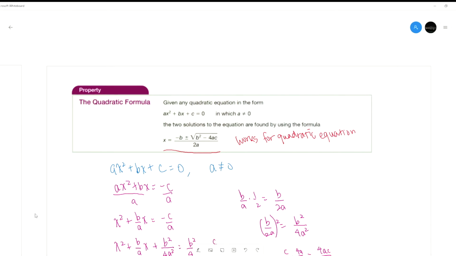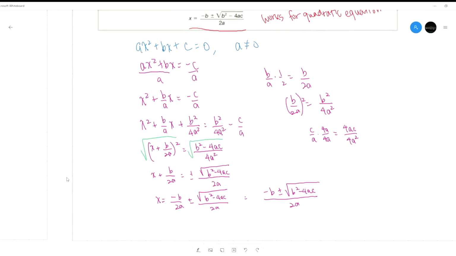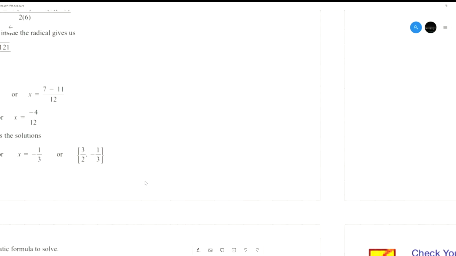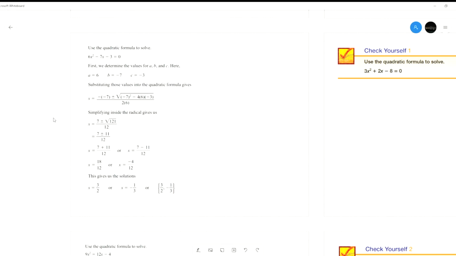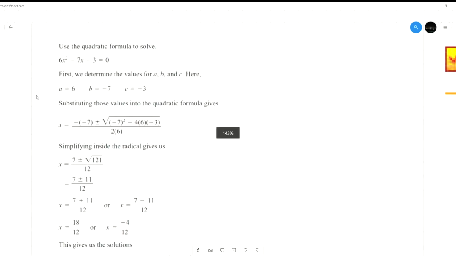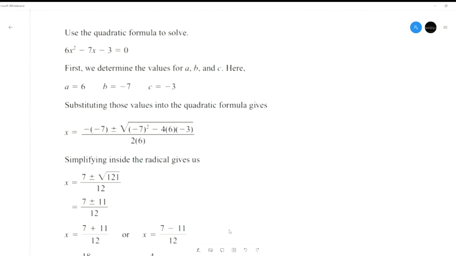Negative b plus or minus the square root of b squared minus 4ac, and then the entire side is divided by 2a. Okay. Now we will try some problems where we use the quadratic formula to solve quadratic equations. So as a reminder, I will write the quadratic formula up here on the right. x is equal to negative b plus or minus the square root of b squared minus 4ac, and then the entire side over 2a.